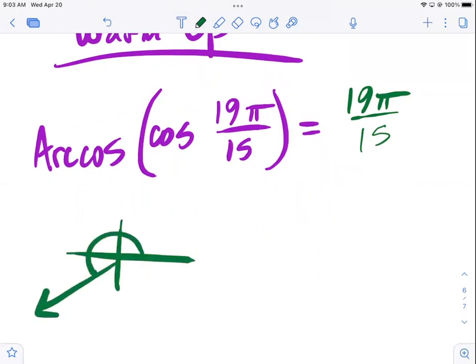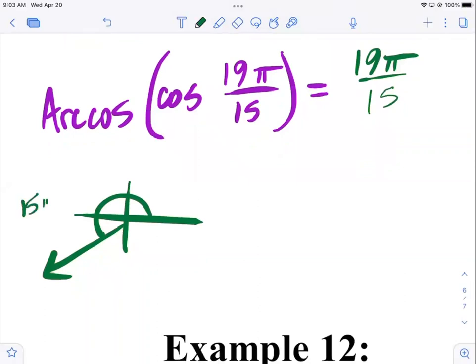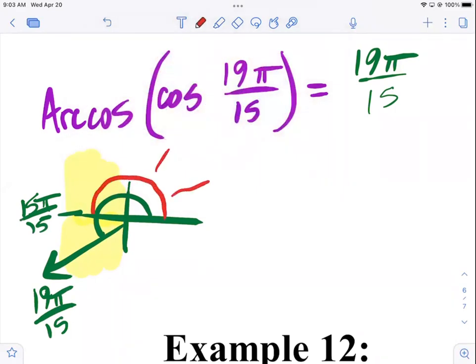19 pi 15ths is over here in quadrant 3, right? And we know that this is 15 pi 15ths right here at pi. We know this is 19 pi 15ths. So in quadrant 3, where we're living, is the cosine positive or negative? It's negative. Good. So what is the other quadrant where cosine is negative? 2. And that's the one that we need to be in, because remember, the PVR for cosine is the sun on the horizon, the stinky sun on the horizon, right? And so we need to be in quadrant 2. So the angle we want is going to be this one.